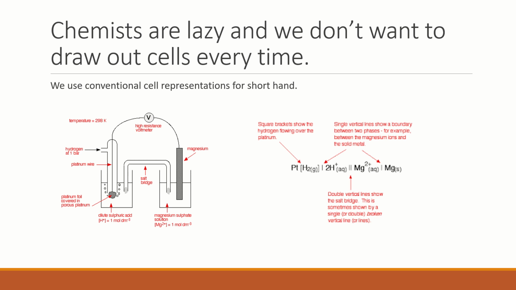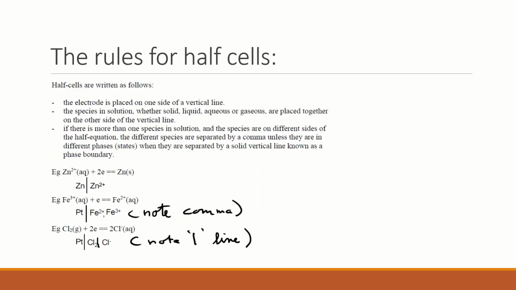So chemists have come up with a much more efficient way of representing cells. So if we look at this cell that we have on the left hand side, if we had to write that out every time, that would be a significant hassle. So we have come up with this shorthand method here called the conventional cell representations. Okay, now there's a set of rules to follow. We'll look at the rules, okay, for first of all writing half cells, and then we'll look at the rules for combining those half cells into cells to see how we can take this rather laborious looking cell on the left hand side and turn it into a shorthand cell on the right hand side.